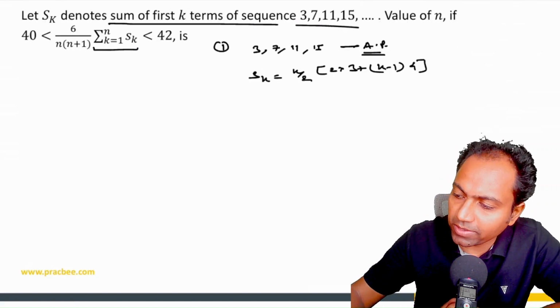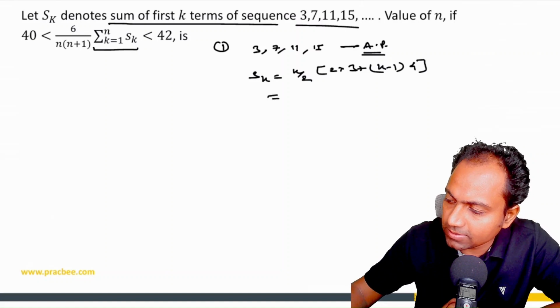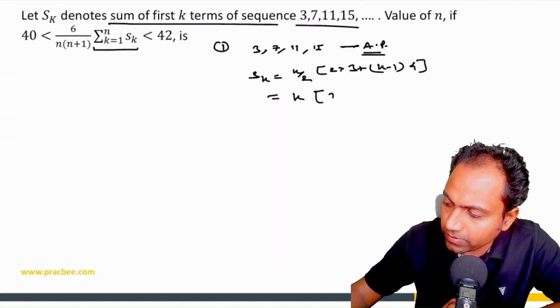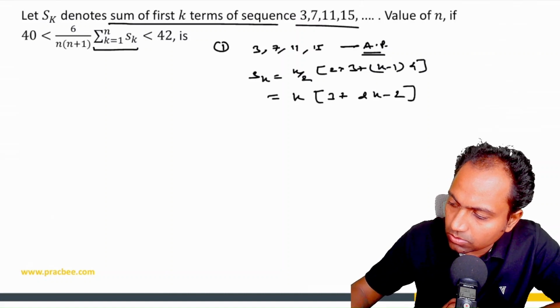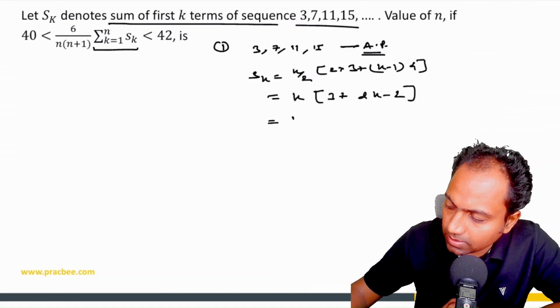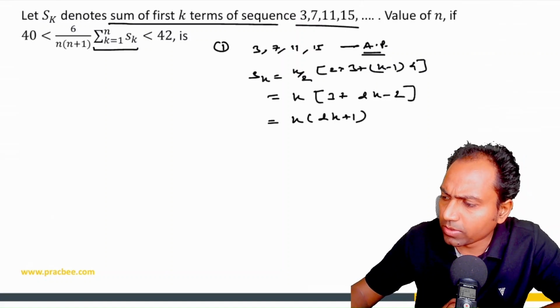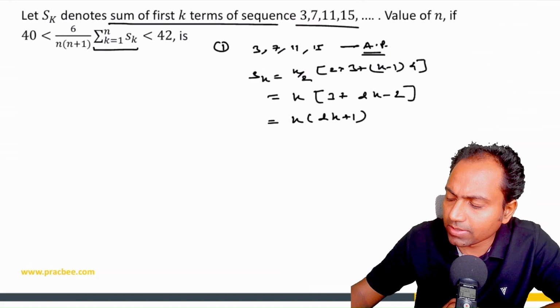So next what I can do in this question is simplify this. The 2 will get cancelled out. What we get is 3, and here it will become 2k minus 2. So the value that we are getting is nothing but k into 2k plus 1. And if I put k equal to 1, you can see rightly we are getting our answer as well.